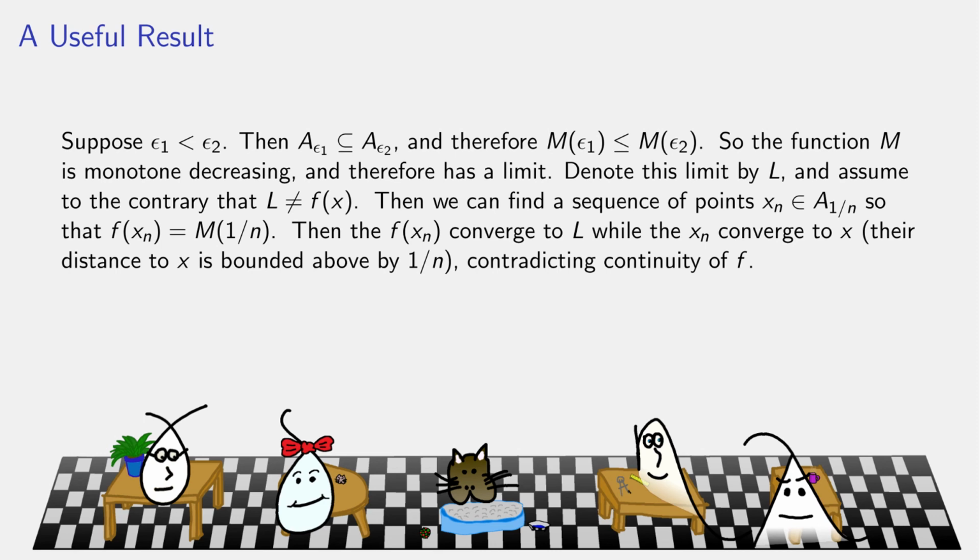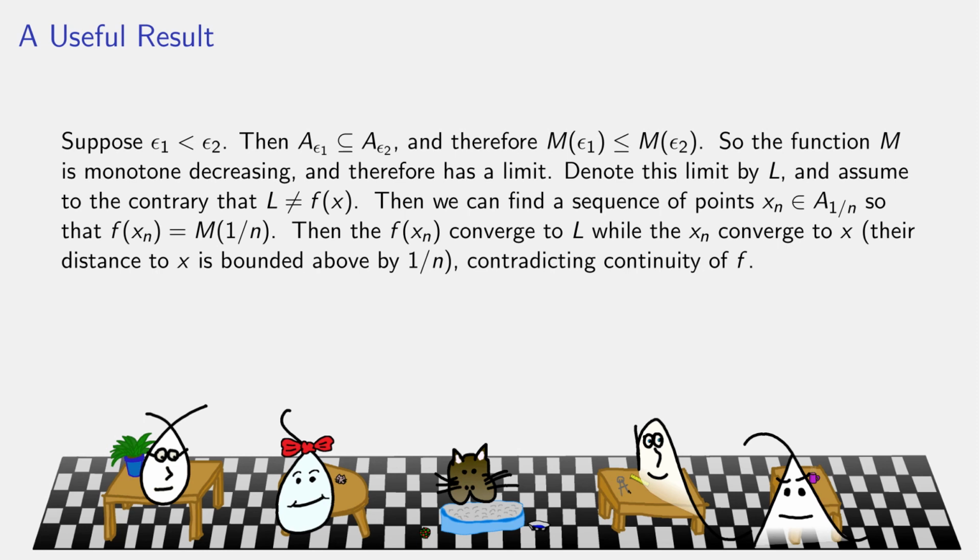Now the f of x sub n's have to converge to L. This is really by definition, okay? So the M's have a limit. The capital M function is monotone decreasing and therefore has a limit. So as n goes to infinity, f of x sub n, which are these maximums, has that limit. But the x sub n's are converging to x because the distance away from x is bounded by 1 over n. Remember, x sub n is some point whose distance from x is less than 1 over n. So as n goes to infinity, the x sub n's are converging to x.